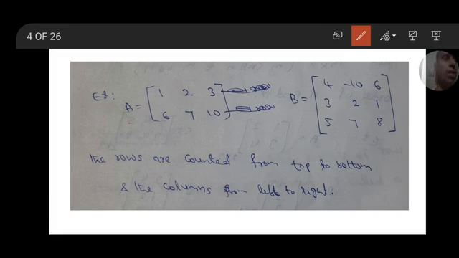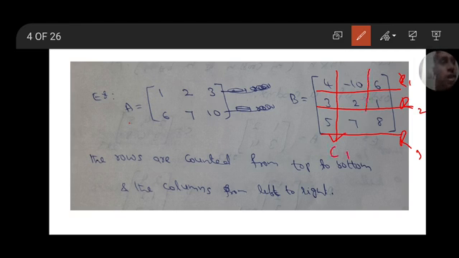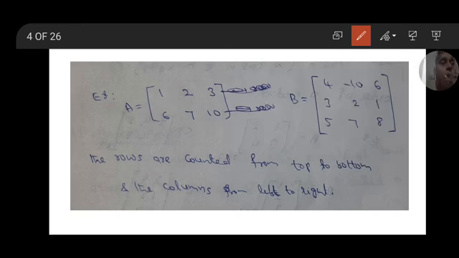And next, the second matrix, B equal to [4, -10, 6; 3, 2, 1; 5, 7, 8]. This is the first row R1, second row R2, third row R3. Next, 4, 3, 5 is the first column, and -10, 2, 7 is the second column, 6, 1, 8 is the third column. Means 3 rows and 3 columns.